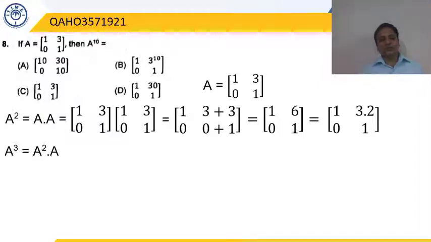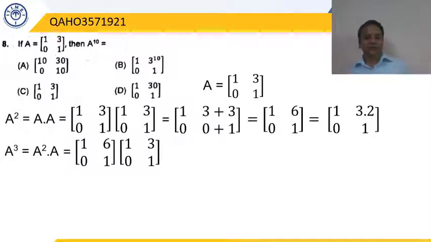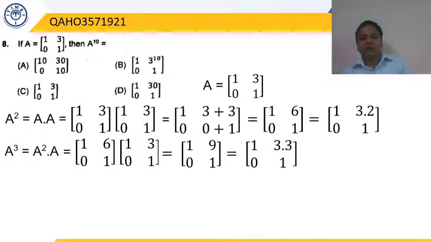Let's do A cube. A cube is three times multiplication, that is A square multiplied by A. A square we know is 1 6 0 1. A we also know, 1 3 0 1. So let's multiply this. 1 into 1 is 1 plus 6 into 0 is 0, it gives us 1. 1 into 3 is 3 plus 6 into 1 is 6, 3 plus 6 becomes 9. 0 into 1 is 0 plus 1 into 0 is 0. 0 into 3 is 0 plus 1 into 1 is 1. If we carefully observe, it comes out to be 1 9 0 1.